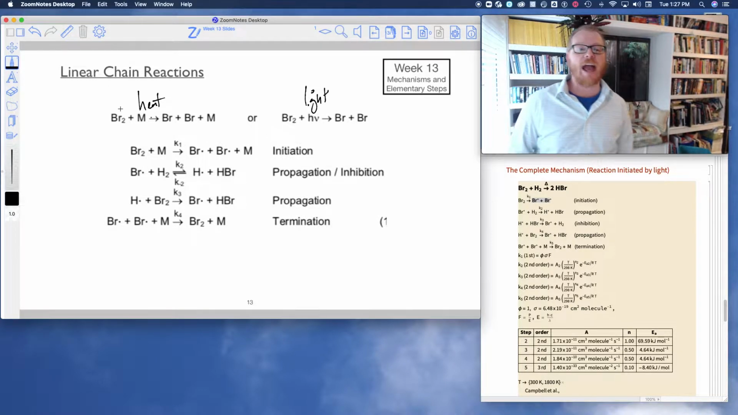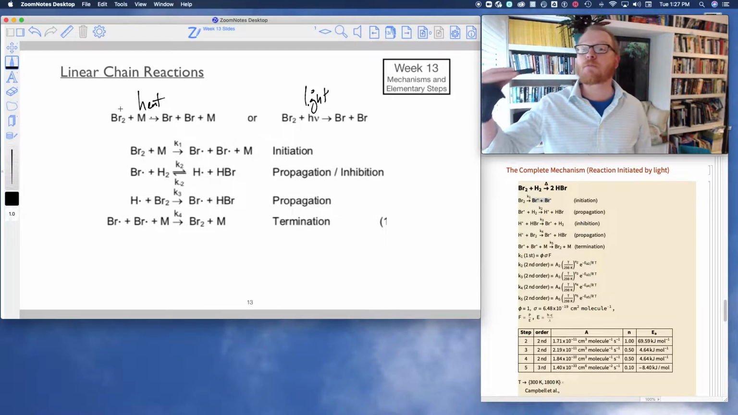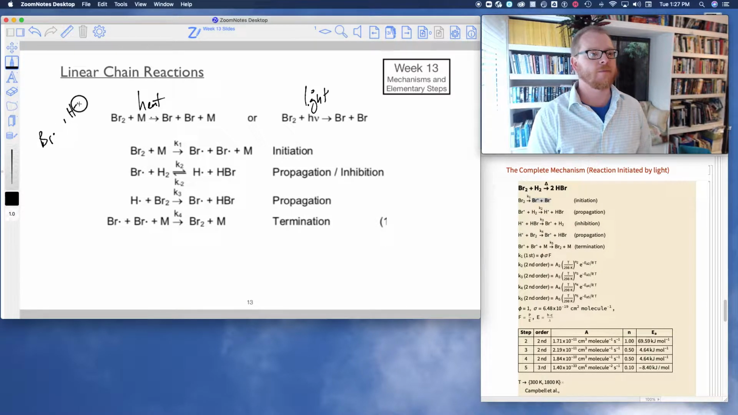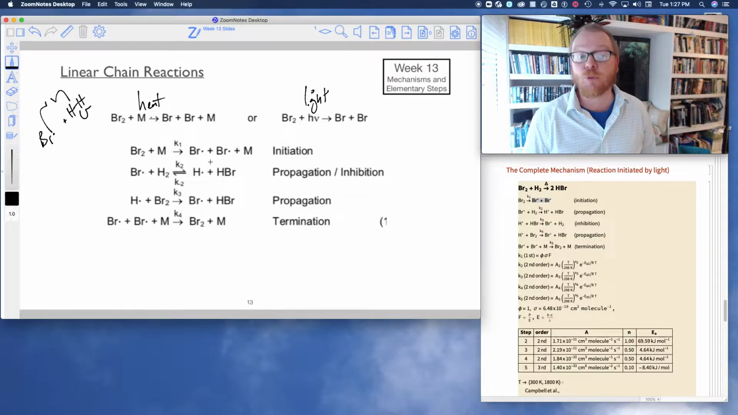So in these linear chain reactions, anything that continues making more radicals, we call propagation. So you can see in the next step, whether it's initiated by heat or light, a bromine radical does a hydrogen atom abstraction on H2, right? So something like this. Okay, so it undergoes the fish hook mechanism, and that makes a stable HBr, but it propagates the radical cycle because it's kicking out another hydrogen radical.